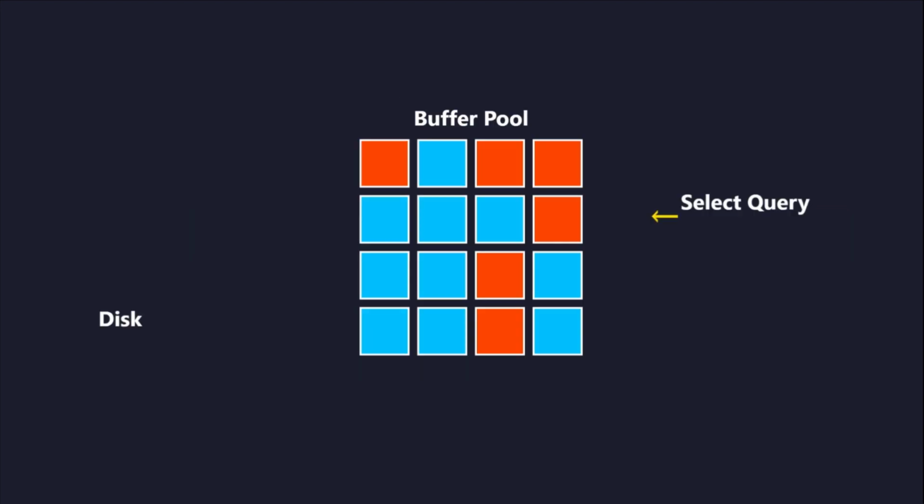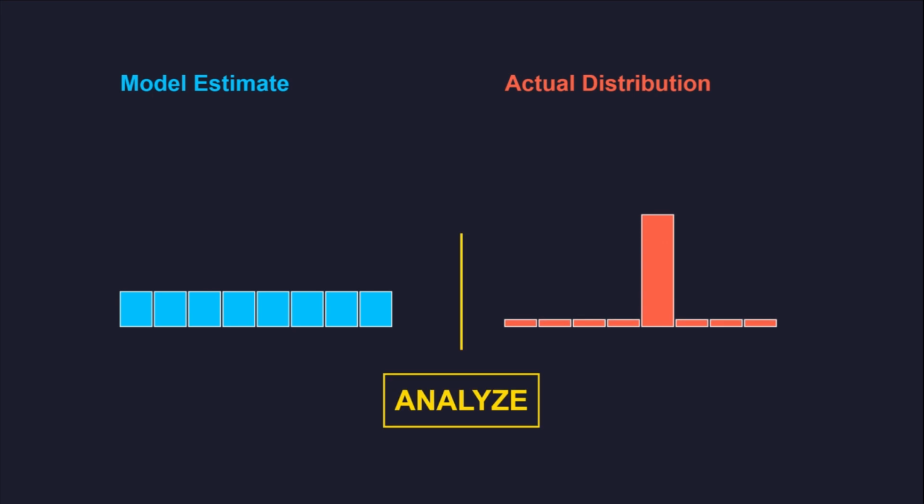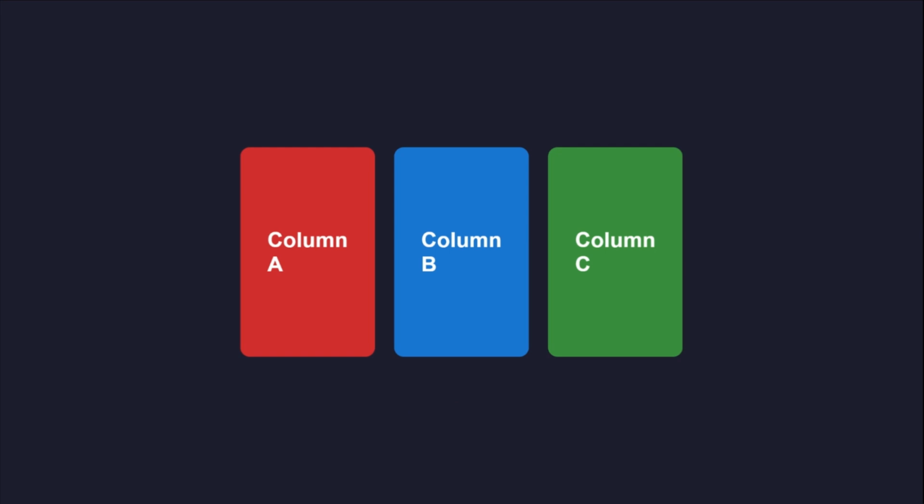Even select queries can report dirty buffers. This happens when a query must clear modified pages from the cache to make room for its own data. The planner uses histograms to estimate selectivity. If data is skewed, the estimates fail. Use analyze to verify the actual distribution versus the model.